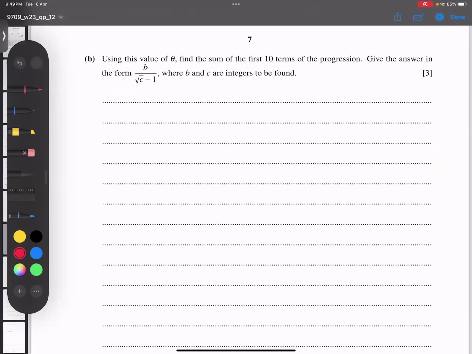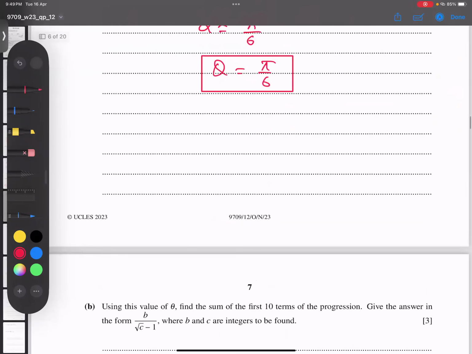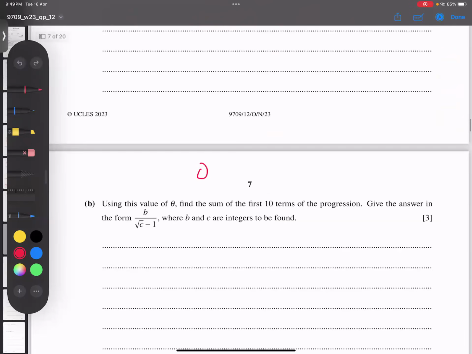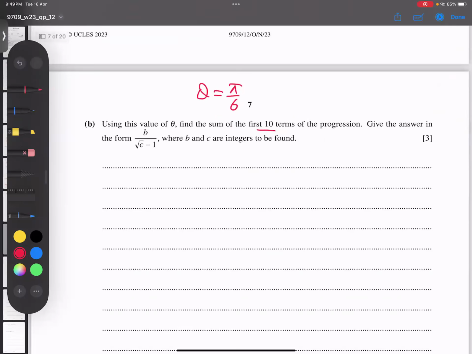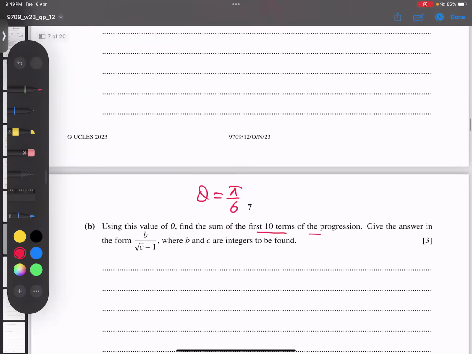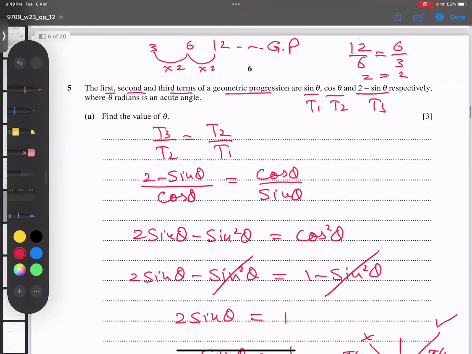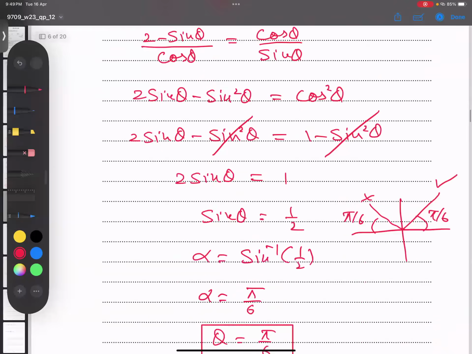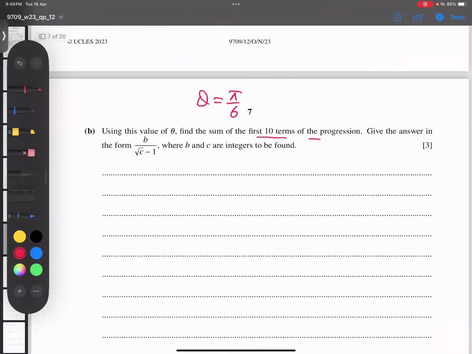Using this value of theta, it means this value will proceed to the next part. So theta is equal to pi by 6. Find the sum of the first 10 terms of the progression. And before you start, just see whether its common ratio is bigger than 1 or less than 1. So first of all, what is the method? Students, I will use it and give the answer in this form.